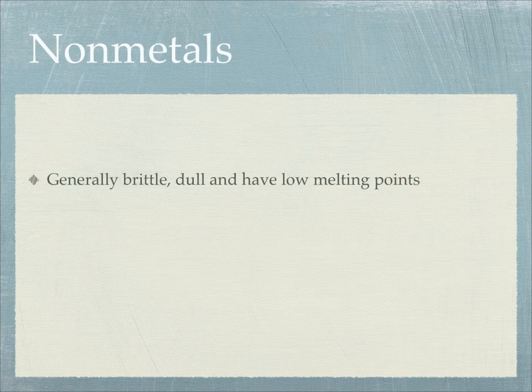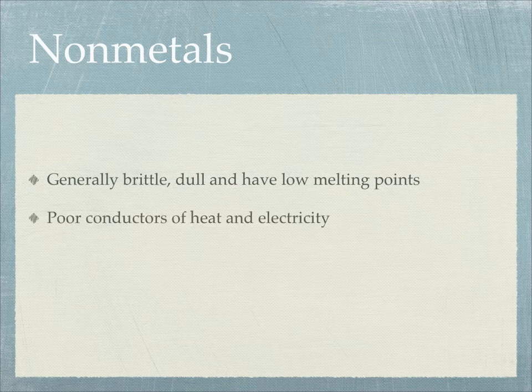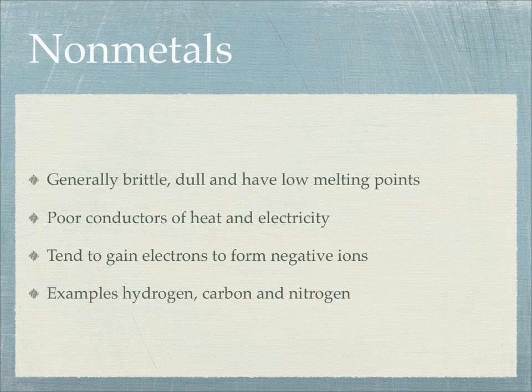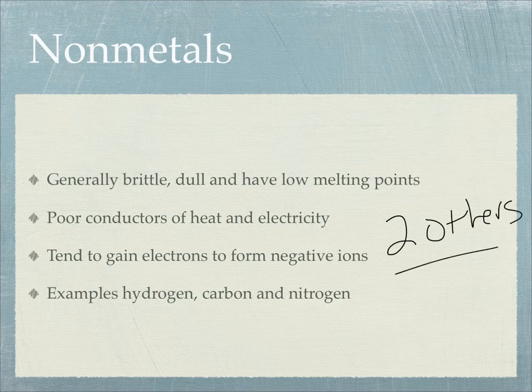Okay, nonmetals are pretty much just the opposite. They're usually brittle, dull, and have low melting points. A lot of them are gases at room temperature even. They're poor conductors of heat and electricity, and they tend to gain electrons, and therefore they become negatively charged. When you gain an electron, the electrons are negative, so you become negatively charged. Examples would be hydrogen, carbon, and nitrogen. Would you list two others on your sheet next to the slide for the nonmetals?